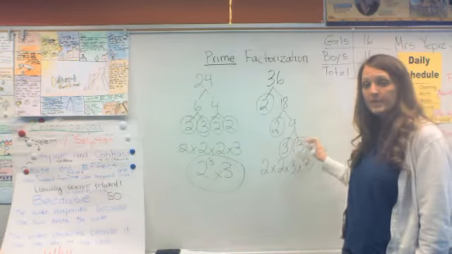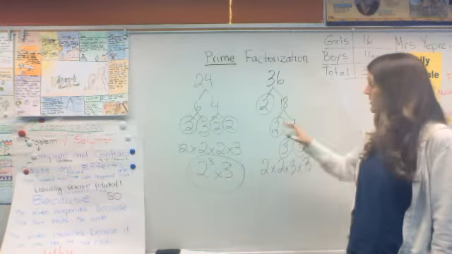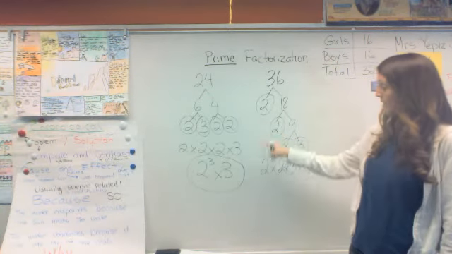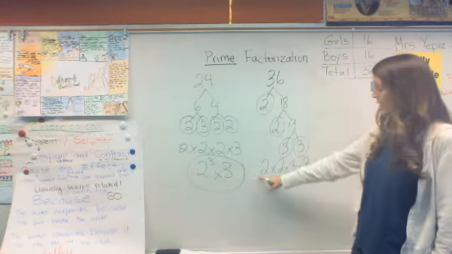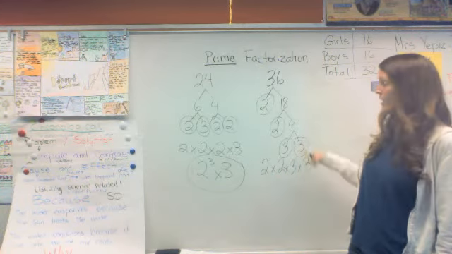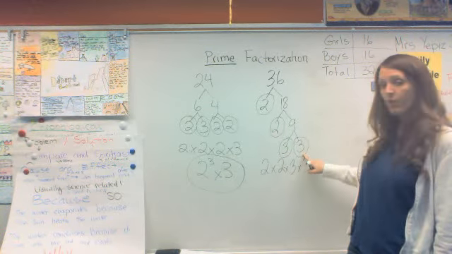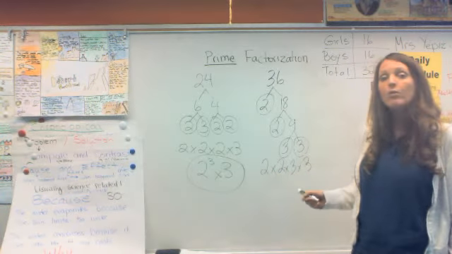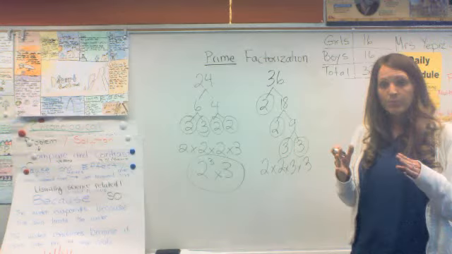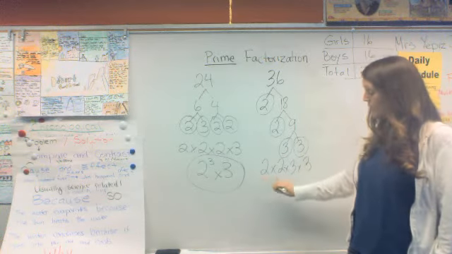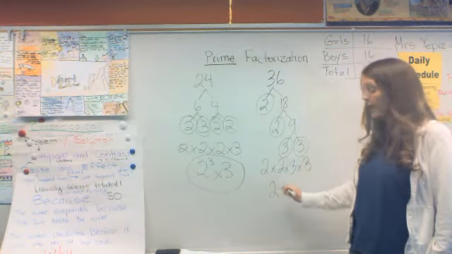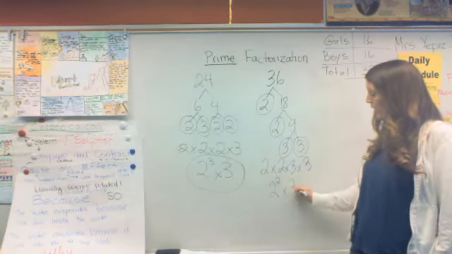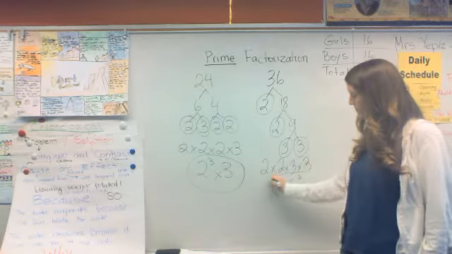I check my tree to make sure I circled all my prime factors. I did. And I now check to make sure I have the same amount of numbers circled as in my setup down here. 1, 2, 3, 4. 1, 2, 3, 4. Now I'm going to use my powers to set it up in a little bit more succinct way. 2 times 2 becomes 2 to the second power times 3 times 3, 3 to the second power.